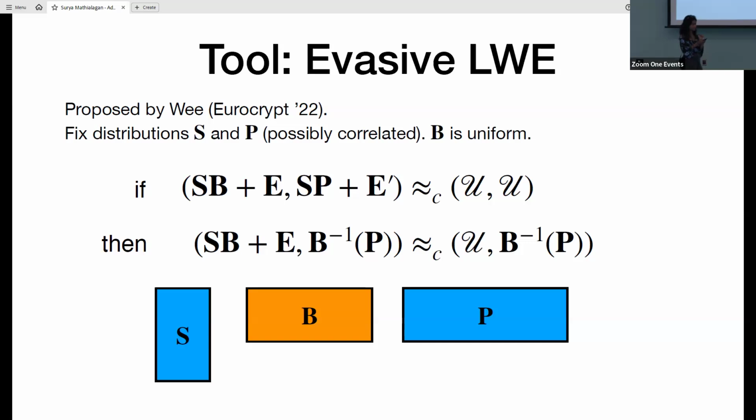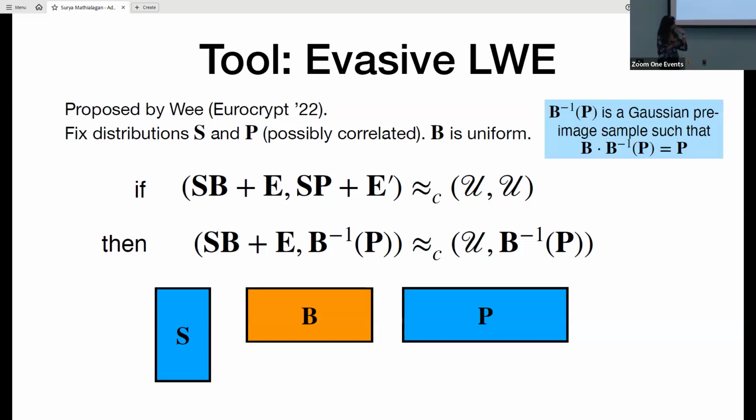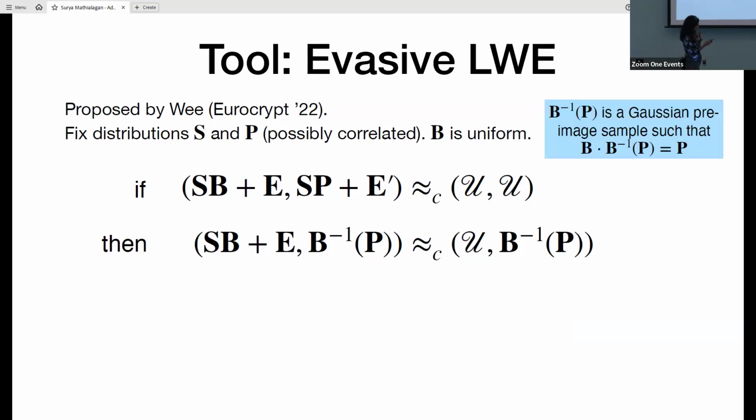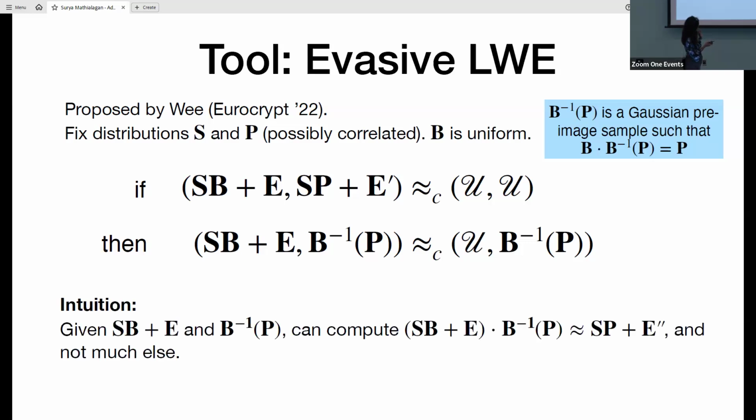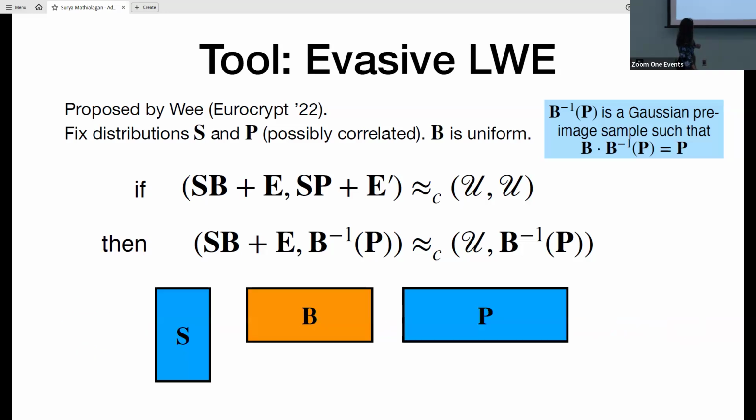Then the assumption says we also believe that SB plus E, and if you replace the second term with B inverse of P, looks pseudo-random. So what is B inverse of P? It is basically a Gaussian pre-image sample conditioned on this equality holding. So what does this mean? It's a matrix with small entries such that B times this thing equals P.